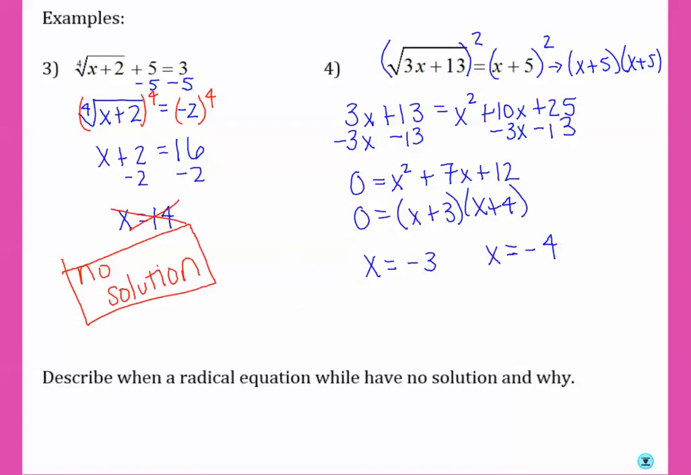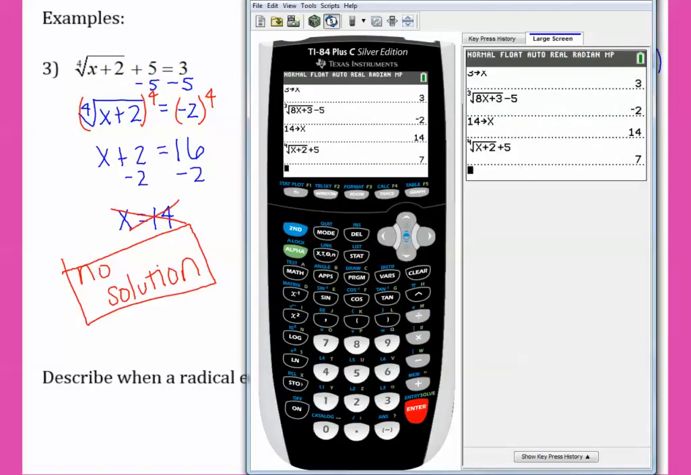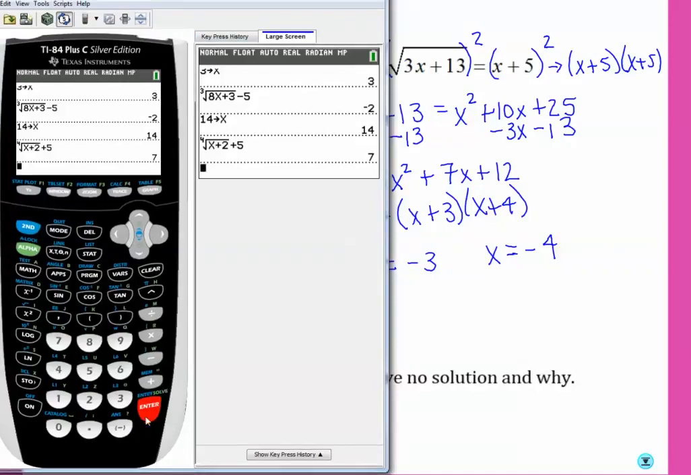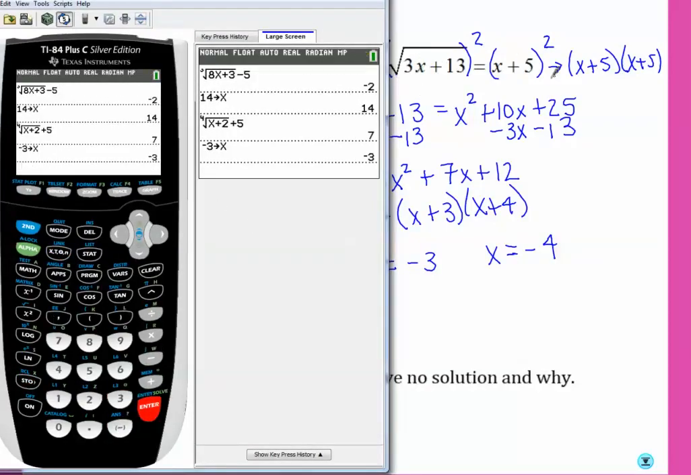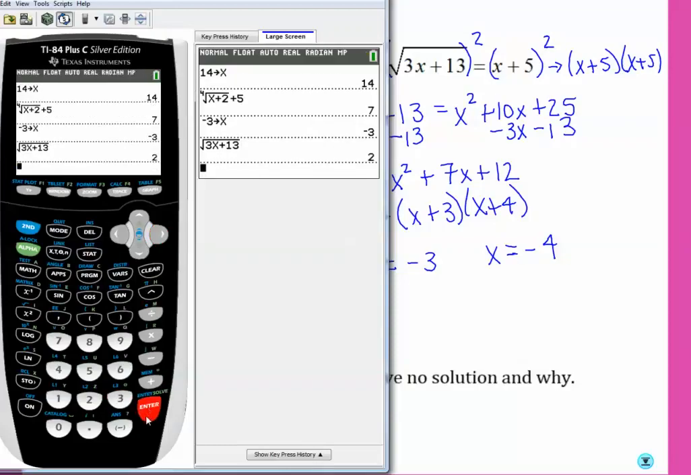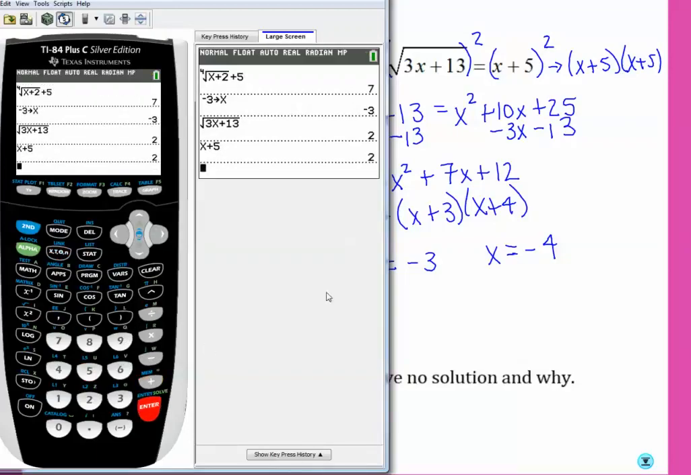So let's check and see if these work. We need to check both of them. So we're going to store negative 3 for x. Since we have x's on both sides, we're going to have to type in both sides of the equation and see if they match. So the square root of 3x plus 13, and we get 2, and then x plus 5 also gives us 2.